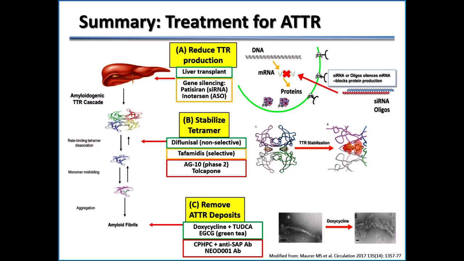What about removing the amyloid deposits? There's some weak data that doxycycline and green tea extracts can actually remove amyloid deposits by disrupting the amyloid. In addition, an antibody is being developed to leach the amyloid out of the tissues, sort of along the same lines.